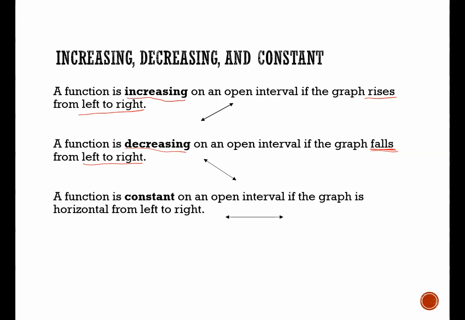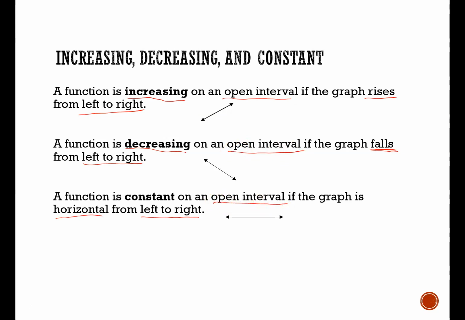A function is constant on an open interval if the graph is horizontal from left to right. So for this example, we start at the left and we travel towards the right. We're not moving up, we're not moving down, we are staying constant. So a horizontal line is considered constant. Notice that all of these definitions use the phrase open interval.